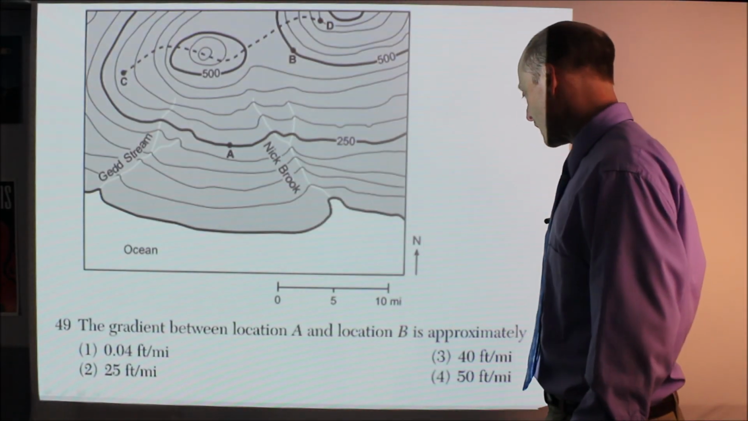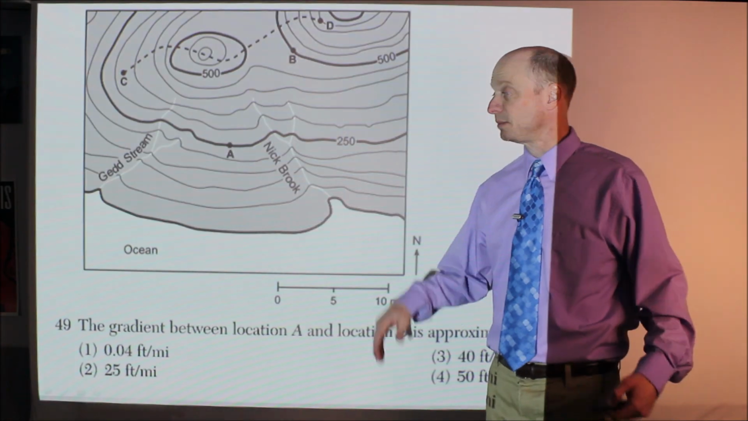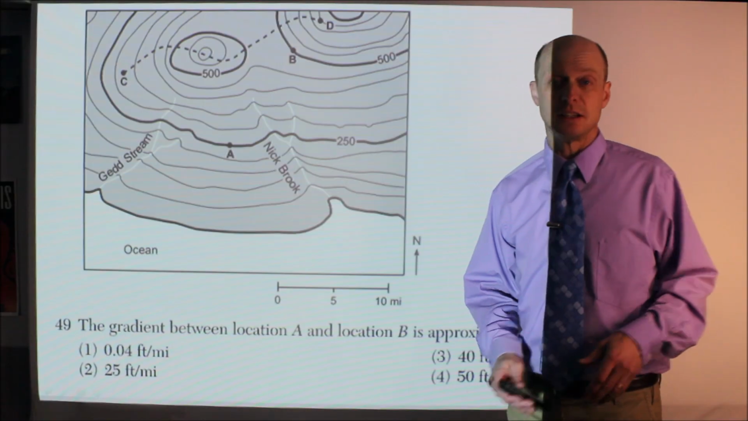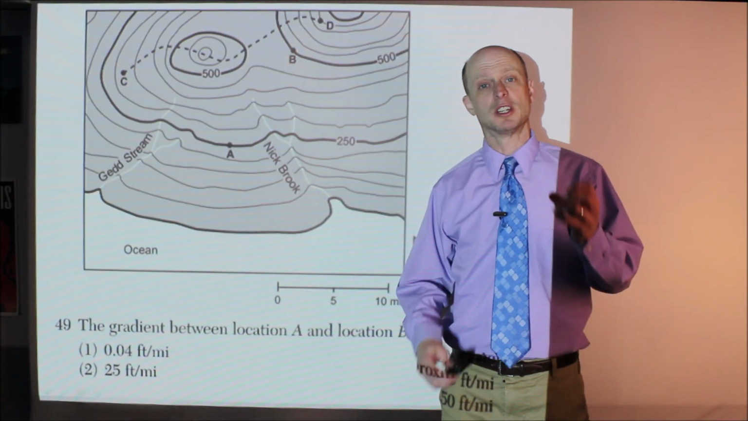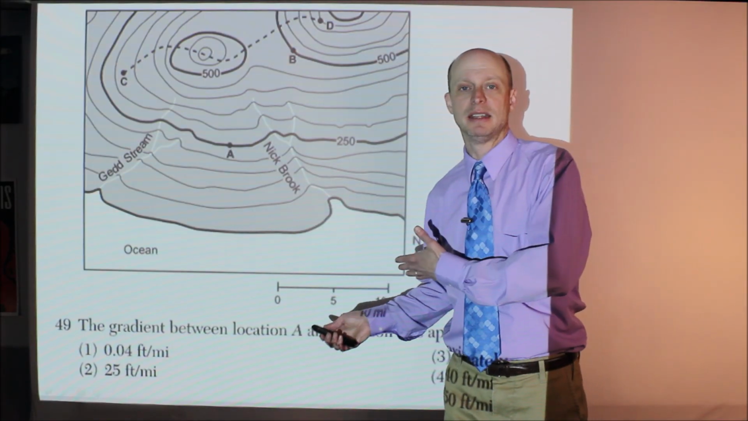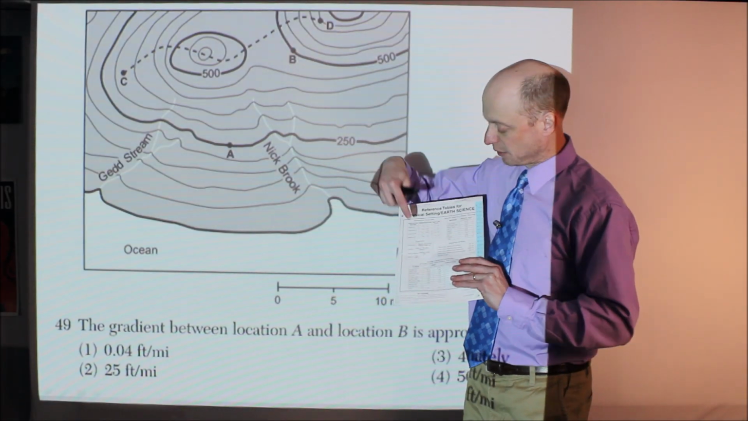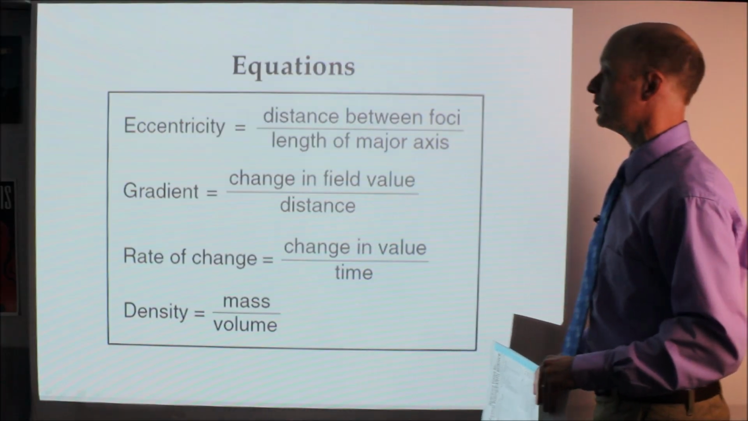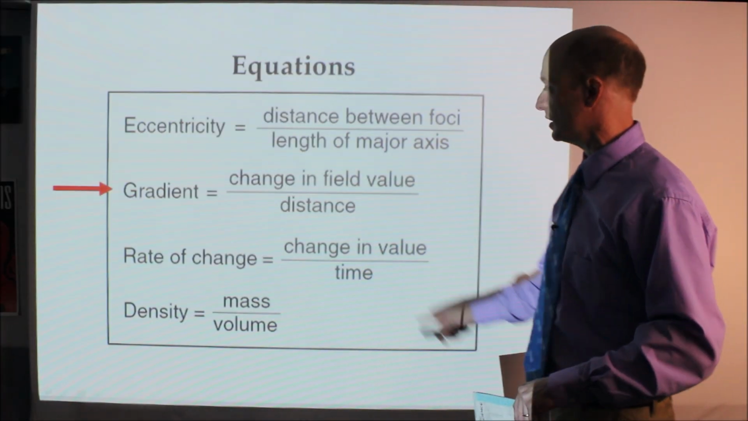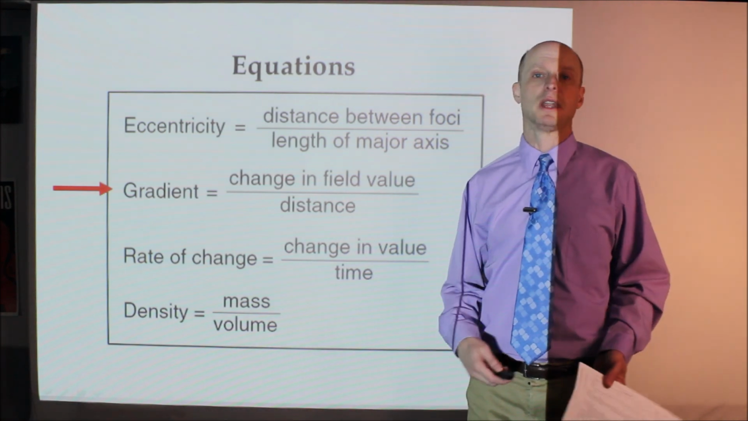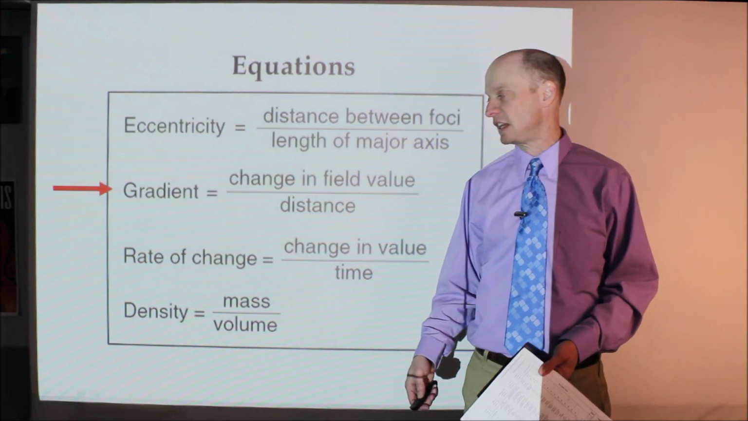49. The gradient between location A and B is approximately what? So A is here and B is here. Gradient is a calculation that puts a number on basically how steep the land is. It's on the front of the reference table under equations. It's change in field value divided by distance. Field value is whatever you're measuring. In this case, it's going to be elevation.